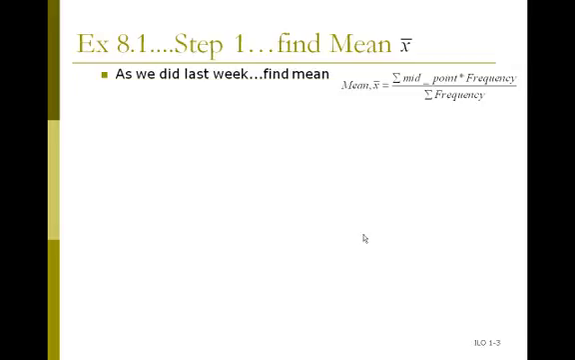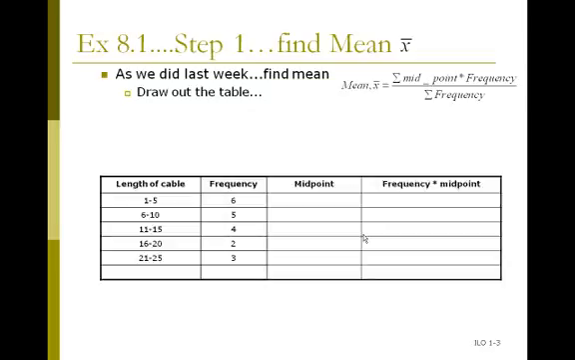Last week we found the mean using the equation: the mean, also denoted by x bar, is equal to sigma midpoint times frequency over sigma of the frequency. And what this sigma sign means is the sum. So the mean x bar is equal to the sum of the midpoint times the frequency over the sum of the frequency. Like we did last week, the first step that you should do is draw out the table as illustrated below.